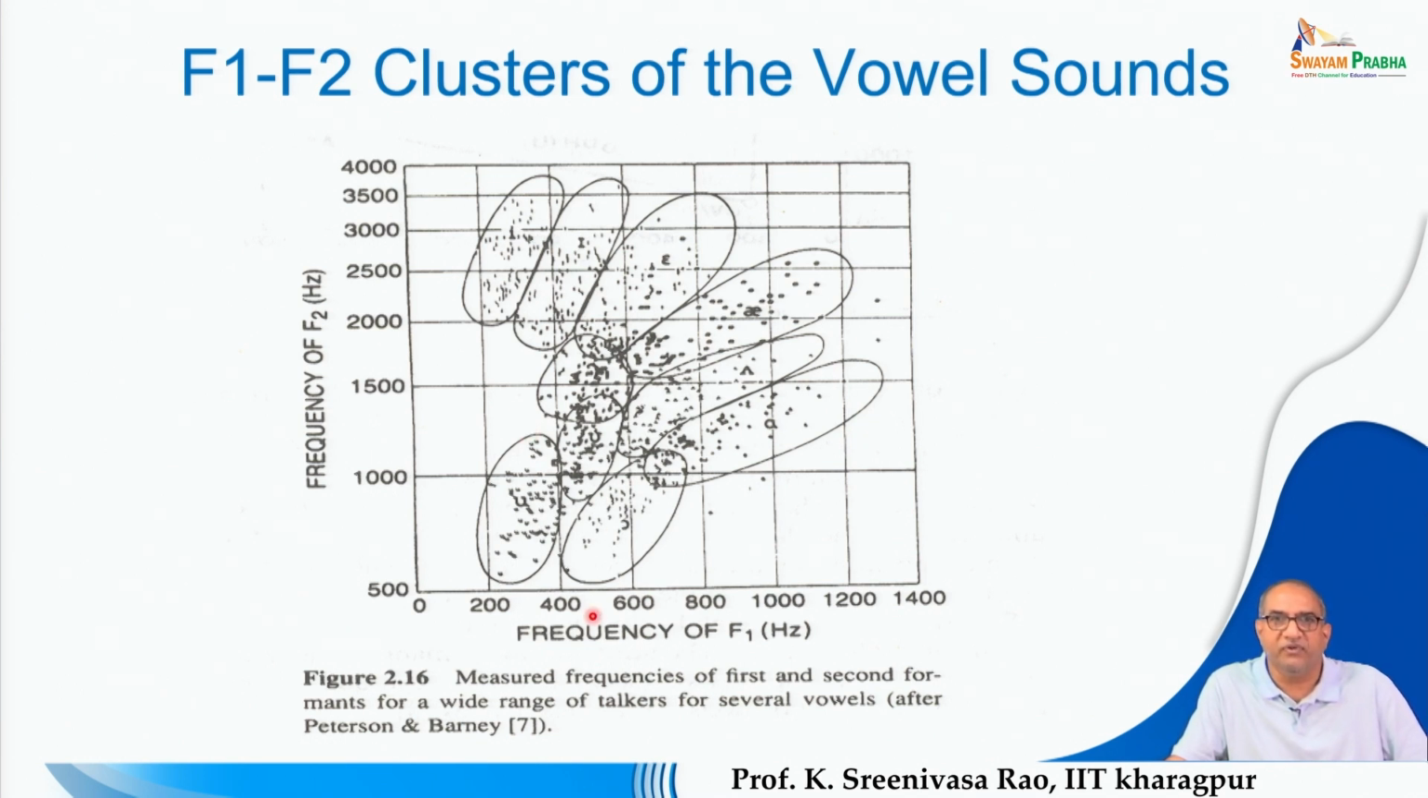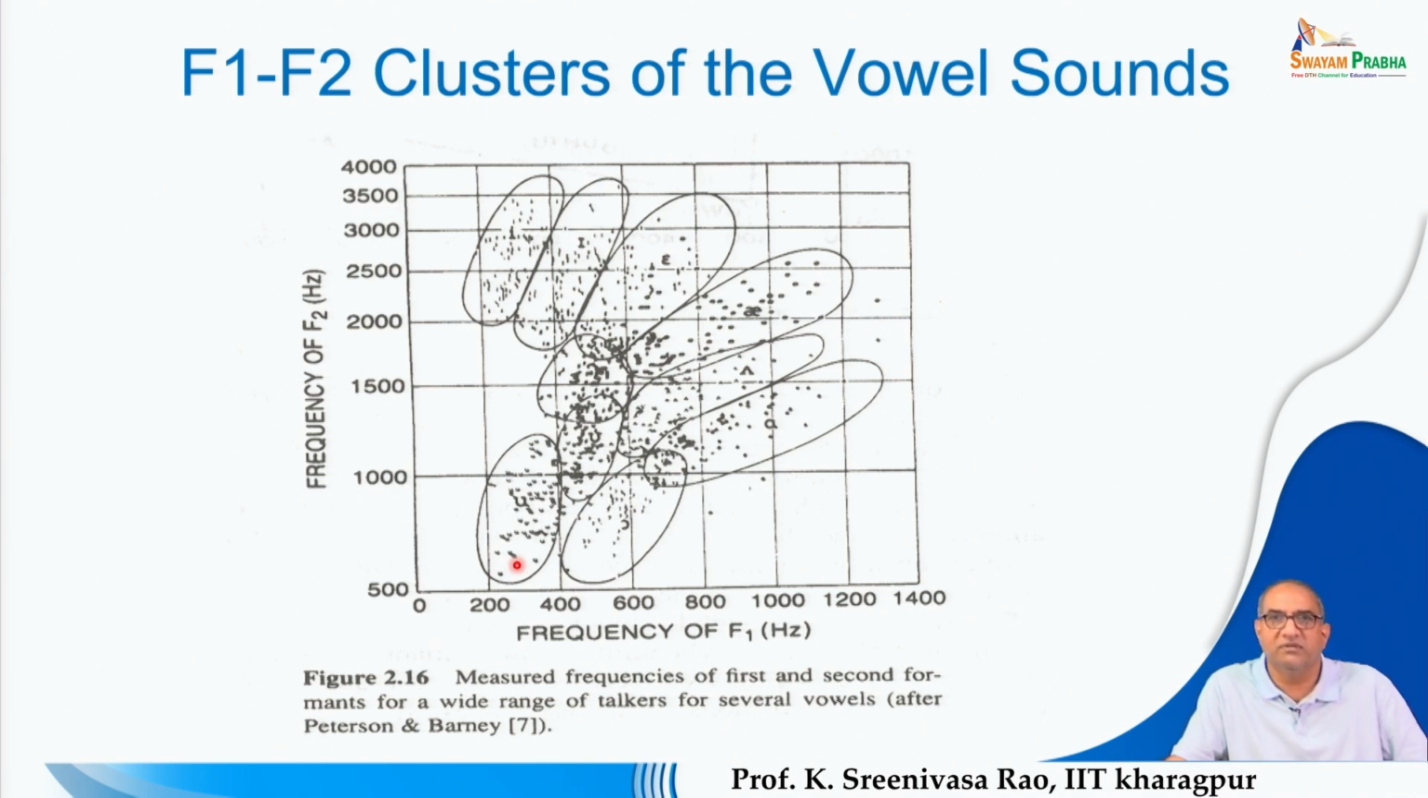So if a person has uttered 10 different vowels, it means 10 different points corresponding to that person are placed in this plot. Likewise it has been collected from several people, and from each vowel segment the F1, F2 values are calculated. But how to calculate that?